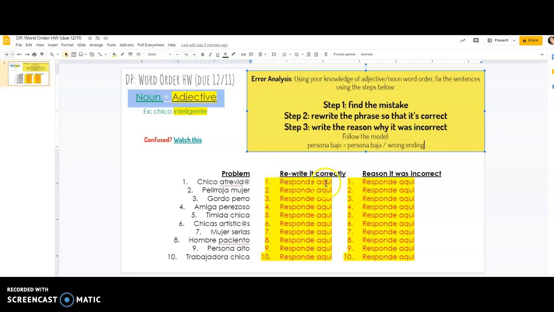Step 2, rewrite it here. And step 3, sorry, that is an alarm saying our class was over. And then step 3, you have to explain why. So that is all you need to do.